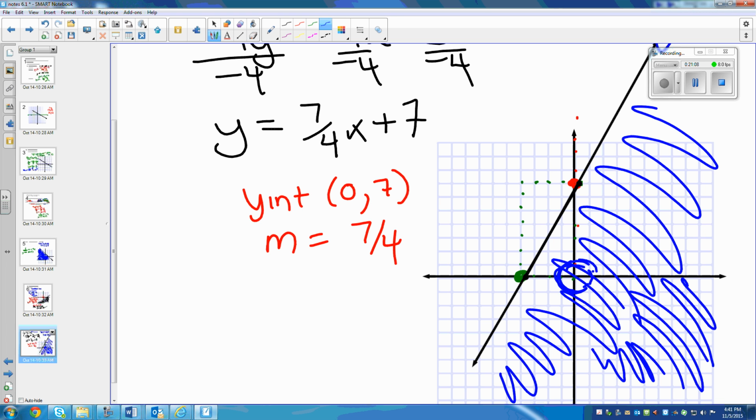Okay, that is graphing inequalities in Math Foundations 20. I hope that was helpful. Here's your assignment.